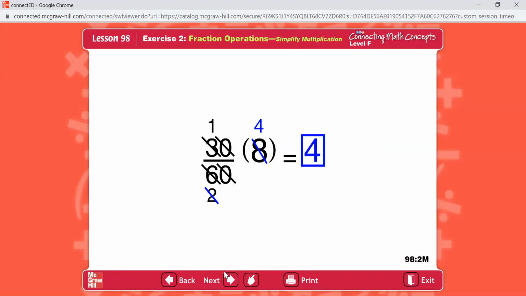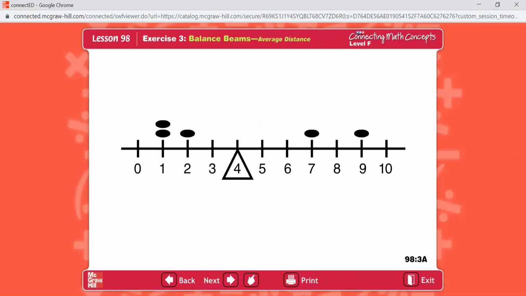Next up, balance beams. This balance beam starts at 0. The balance point is at 4. So it starts 0, 1, 2, 3, 4, 5, 6, 7, 8, 9, 10. But the balance point triangle is on 4. We're going to figure out the distance on each side of the balance point. To do that, we count units from 4.